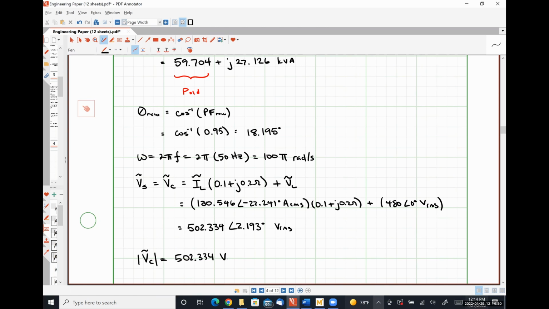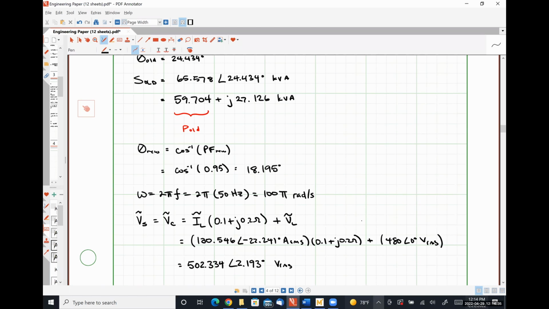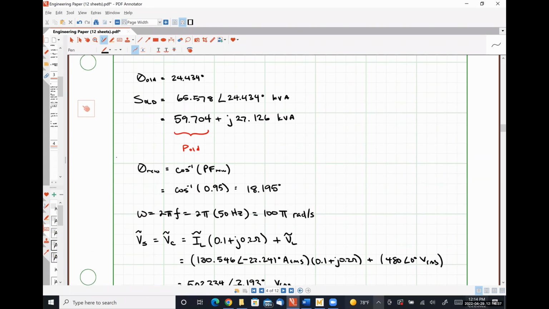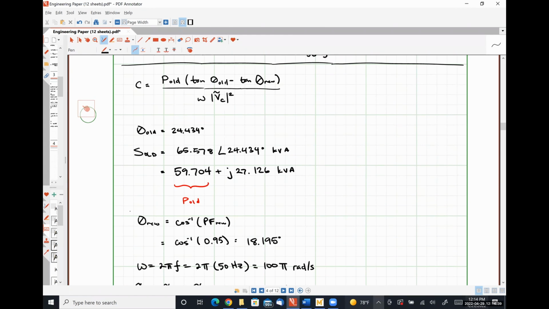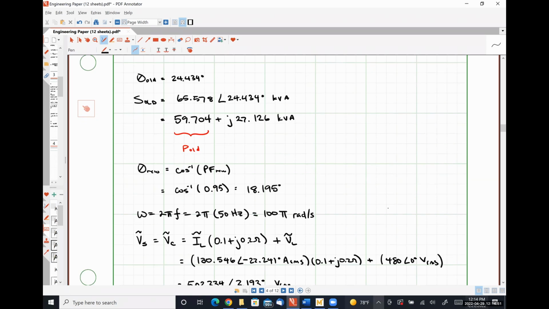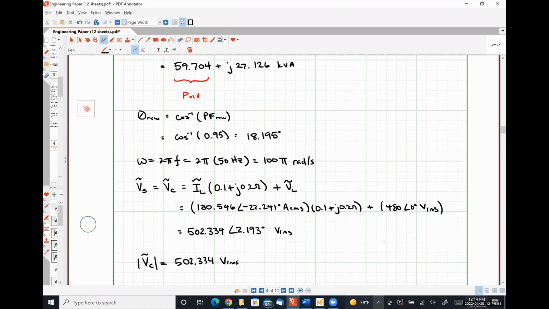And so the magnitude of VC that we need is simply 502.334 volts RMS. So we're out of time here, but we have absolutely determined every different number that goes into this equation. So at this point, it's literally just putting it in the calculator. All right, so you can scroll back down for those of you who are still copying stuff.